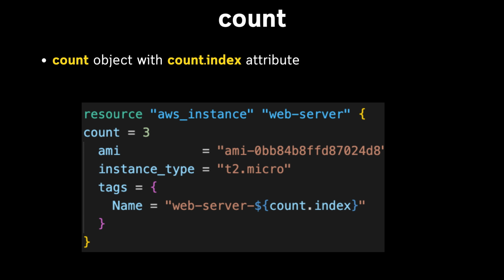In this example, we are using the count meta-argument, which is set to 3. This is going to create 3 instances of our web server, and each instance would be tagged with a unique index 0, 1, and 2, which can be used to customize each instance. Especially their names would be like web server 0, web server 1, and web server 2. They're getting the numeric values from the count.index.